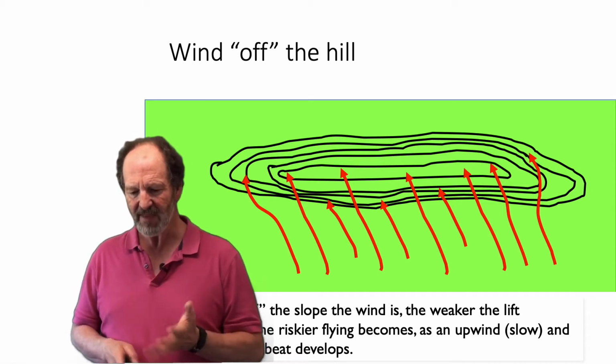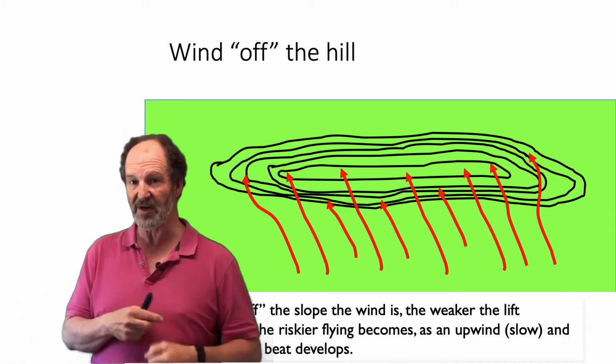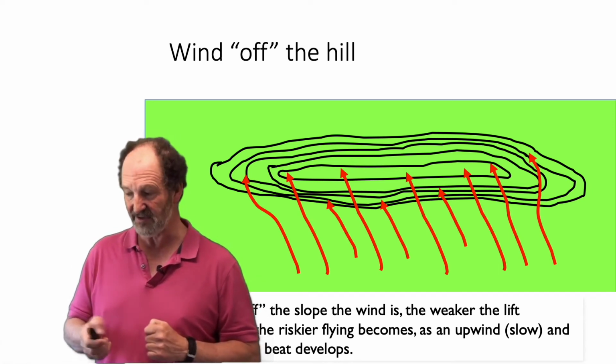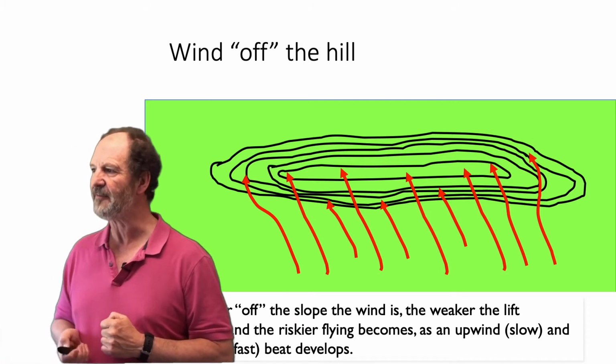So when the wind is off the hill, especially when you're on a downwind leg, you need to be very cautious and make sure you maintain adequate airspeed so that you can get out of there if you need to.